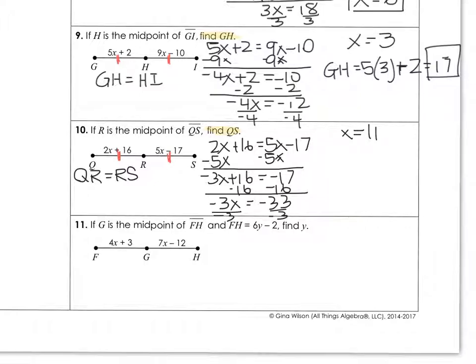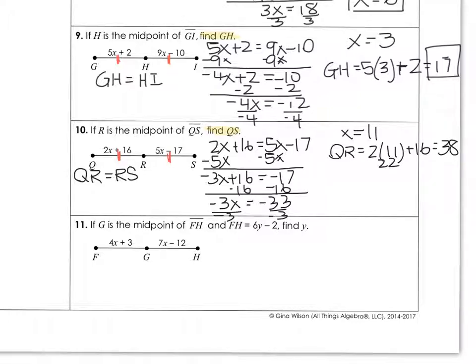Okay, so how do I find that? Well, first thing I would do is substitute into one of the two expressions. So let's find QR. 2 times 11 plus 16 equals 22 plus 16, which is 38. And I know QS equals QR. Or I'm sorry, RS, my bad. I apologize for that.